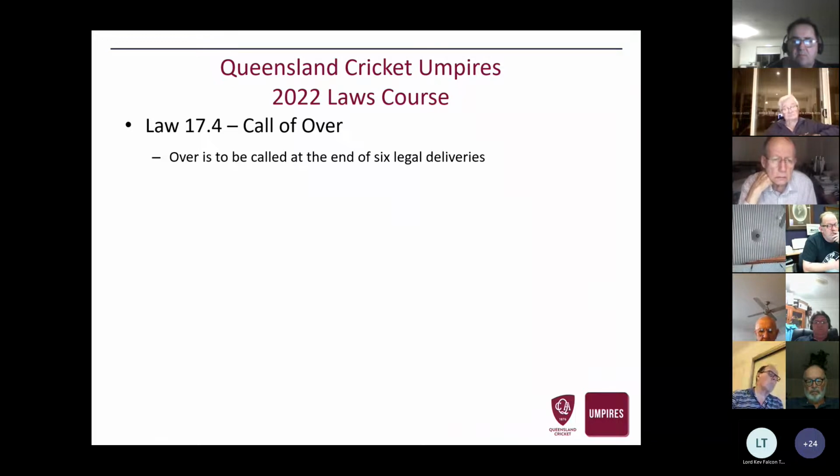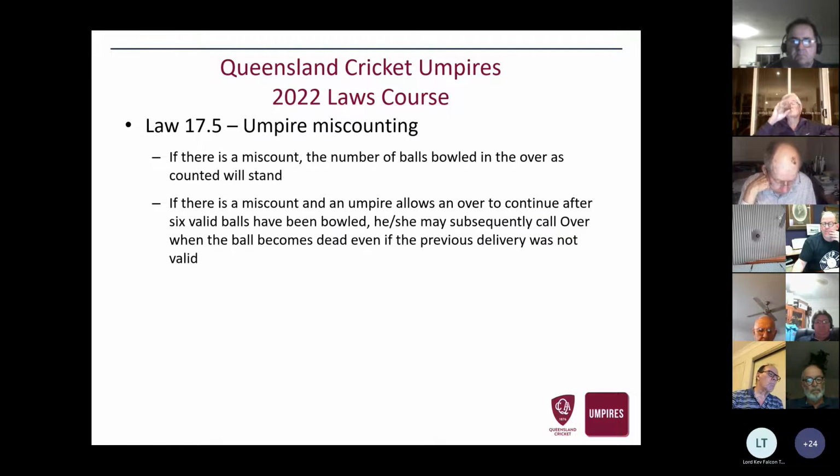Obviously, anyone who's been around cricket for more than about 3 seconds should know that we call over at the end of 6 legal deliveries. However, if we somehow bugger that up, which we all do from time to time, where there is a miscount, the number of balls bowled in the over as counted by the umpires will stand. So if you happen to count 5 balls, that doesn't matter. We don't go back and bowl a 6th. And likewise, if we bowl 8 in an over, we don't just disregard the last 2 balls of an over.